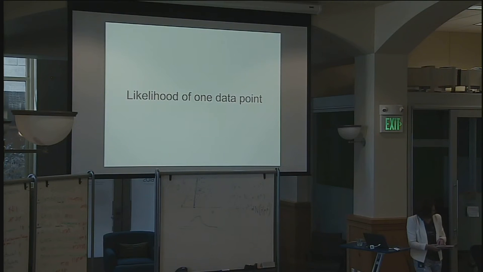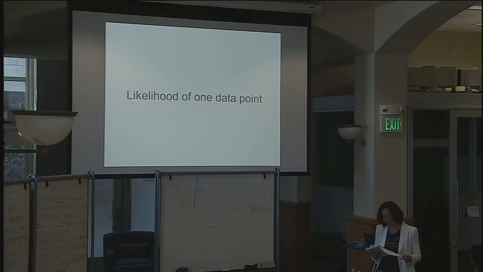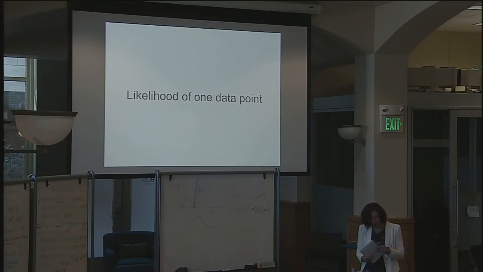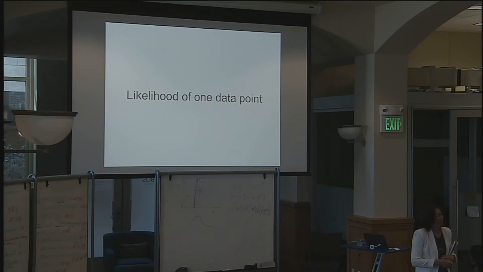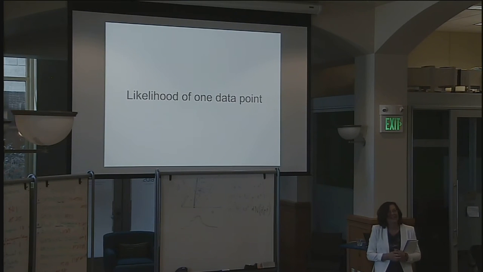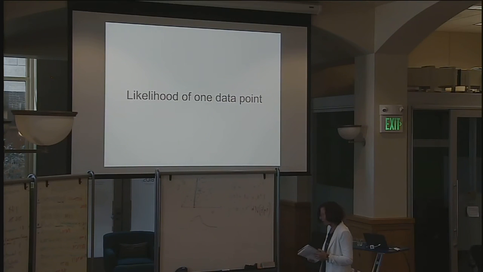All right, I found mine. So, likelihood of one data point. If we have just one observation, let's say one star, and it comes from the normal distribution, we know that the likelihood of that normal distribution will be just the standard Gaussian equation.